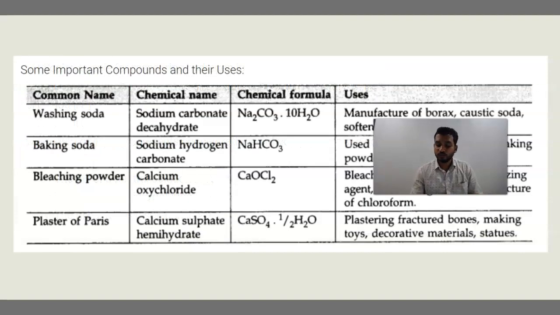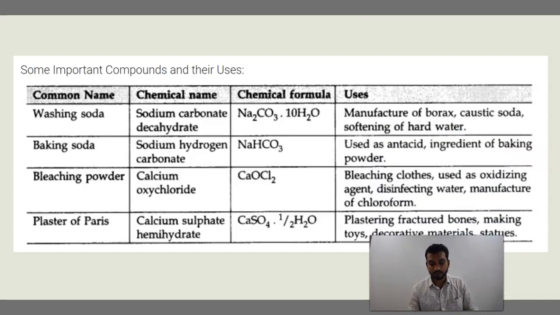Children, this question is very important. You should not forget this. Seriously, I am saying it's very important. Common name: washing soda. What's the chemical name? Sodium carbonate decahydrate, chemical formula Na2CO3 10H2O. Uses: manufacture of borax, caustic soda, softening of hard water. Baking soda, sodium hydrogen carbonate NaHCO3, used as an antacid and an ingredient of baking powder.